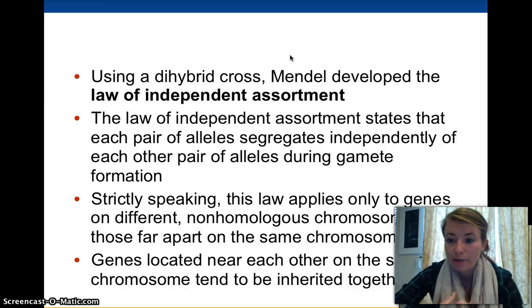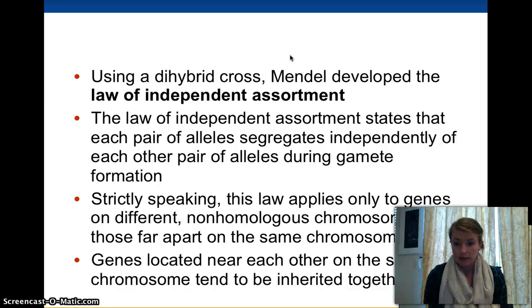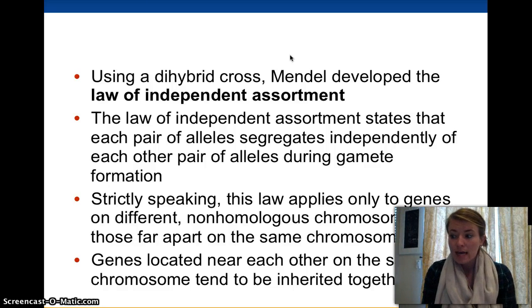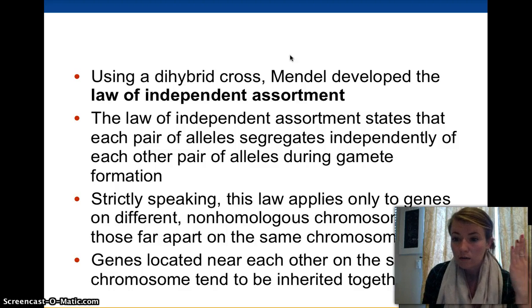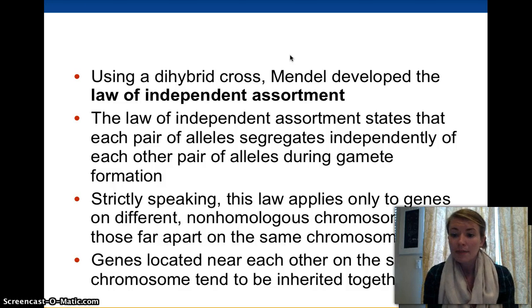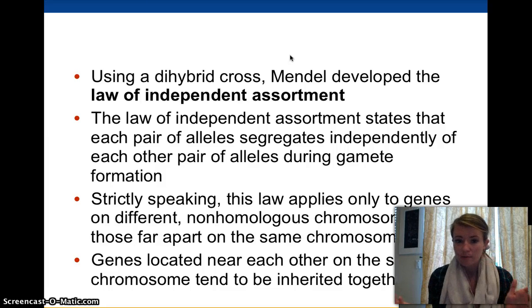Looking at a dihybrid cross, Mendel was able to determine the law of independent assortment. This is really important. The law of independent assortment says that the alleles segregate independently of each other. So just because you are yellow and round does not mean that all of your gametes are going to be yellow and round. Your yellowness and your roundness segregate independently of each other. So this is where we get genetic variation from, like we talked about with meiosis.